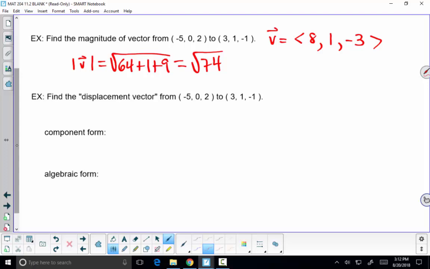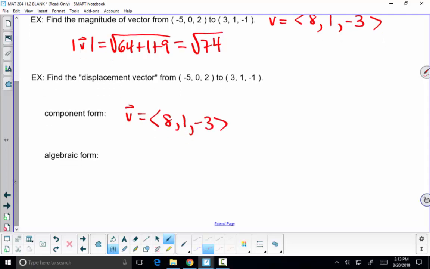All right, so then find the displacement vector from there to there. So same idea. We're going to subtract, we already did it. That's what we did up there. Why did I do this a second time? I'm not sure yet. Just to change and compare component form to algebraic form. If we're in 3 space, we have an extra term. So this would be 8i plus j minus 3k. So that would be the algebraic form.